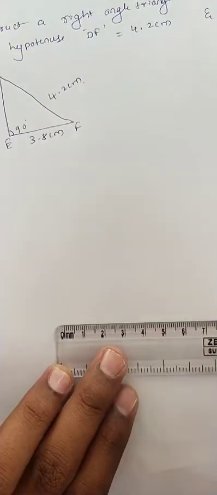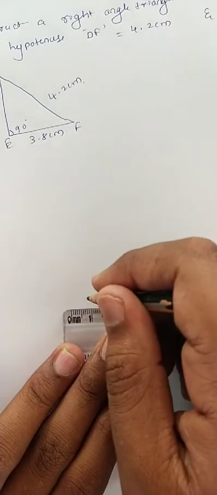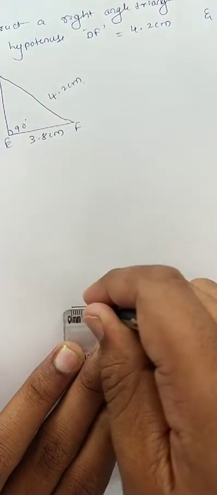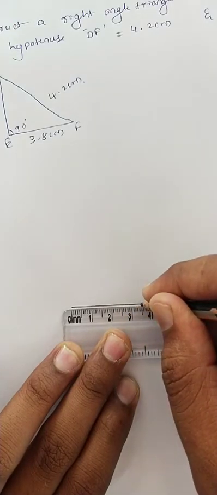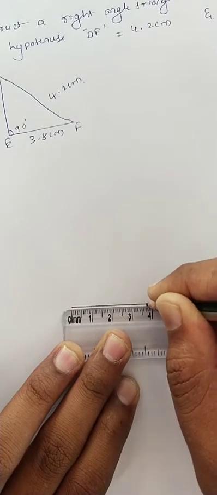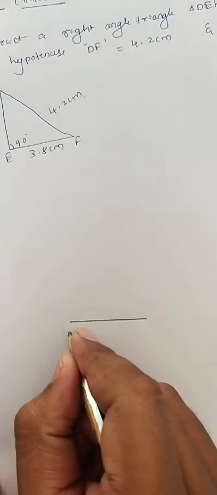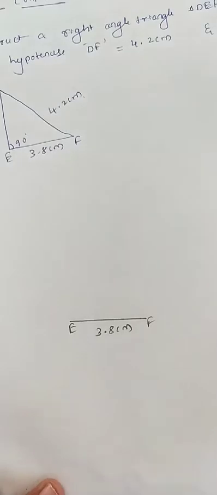Okay, so now we start with the construction. So base they have told EF is equal to 3.8 centimeters. So we have to draw EF as 3.8 centimeters. So this is 0 to 3.8 centimeters. So this is 3.5, and this is 6, 7, 8. So this is 3.8, that is EF.